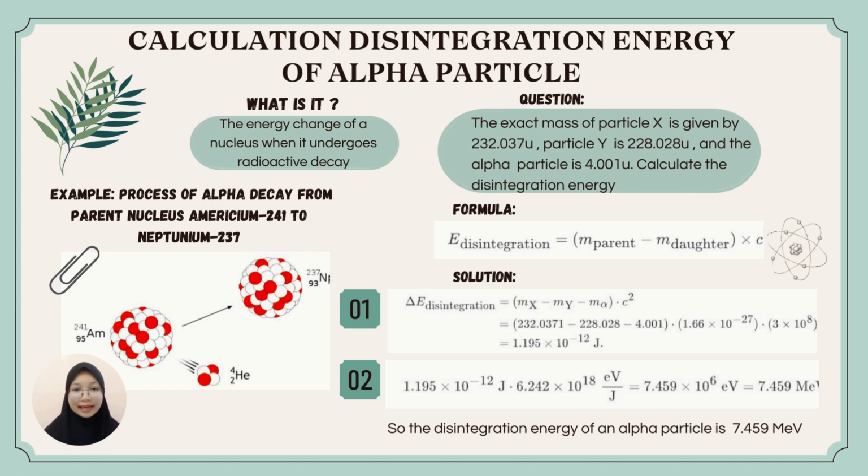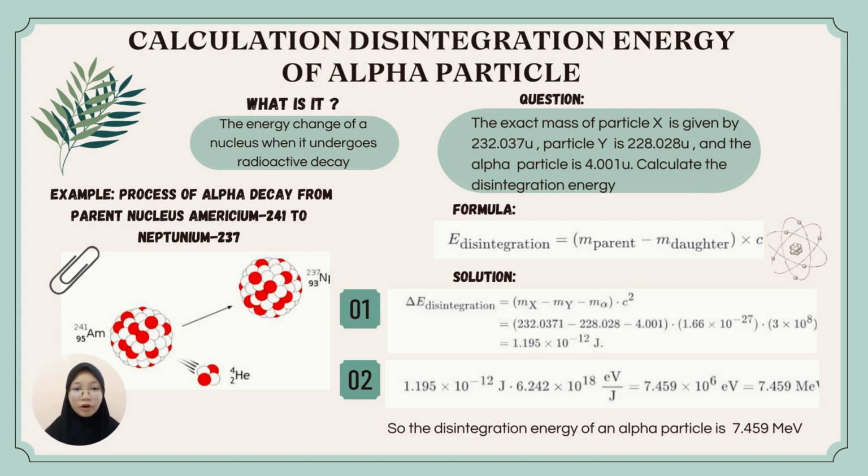Okay, let's take a look at an example question. The picture shows the process of alpha decay from parent nucleus americium-241 to neptunium-237. Now, in order to calculate the disintegration energy, we must first calculate the difference in mass between the parent and daughter nuclei. Then, we use the information given about the mass of particle X, particle Y, and the alpha particle in the formula.